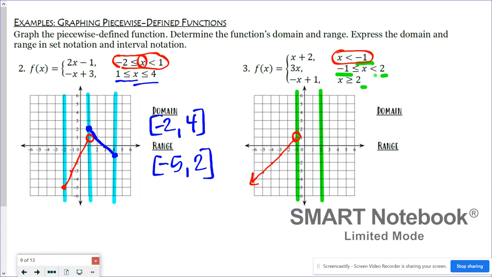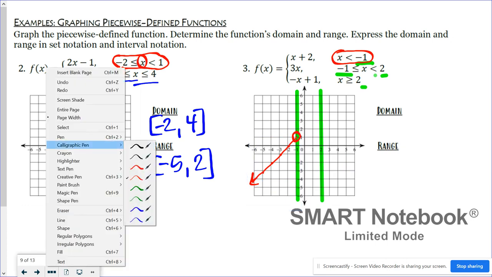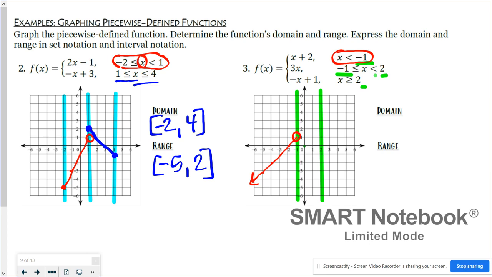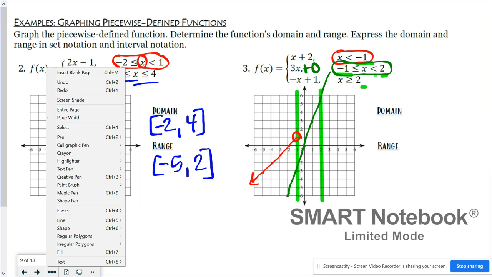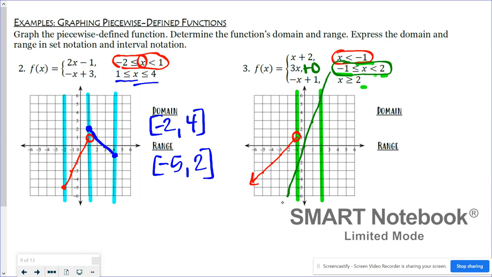Okay, 3x. So for me to graph 3x, I need to start at 0 on the y-axis because this is really like 3x plus 0. And from there, I'm doing what the slope says. That means I'm going up 3 and over 1. And then I can draw in my line. Once I have it drawn in, it's time to erase whatever's in the wrong neighborhood. So this piece lives in between -1 and 2. So it lives right in between my 2 fences. So let me erase the part that's not in between.